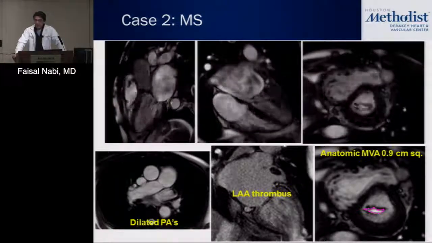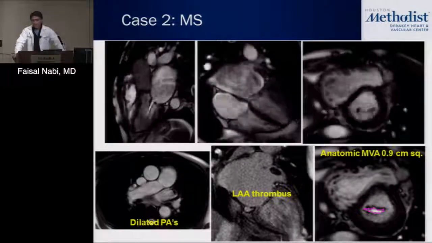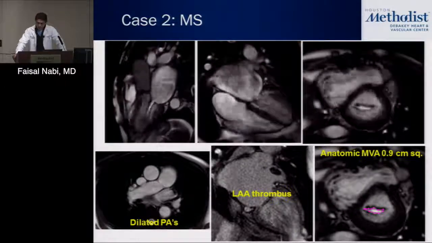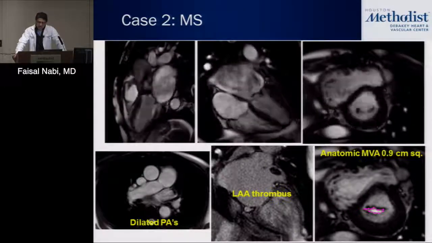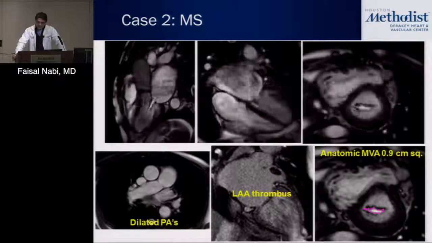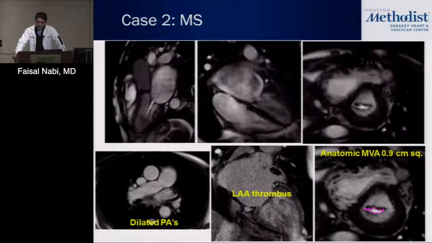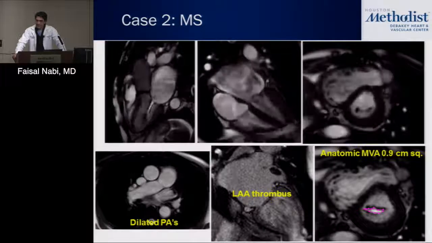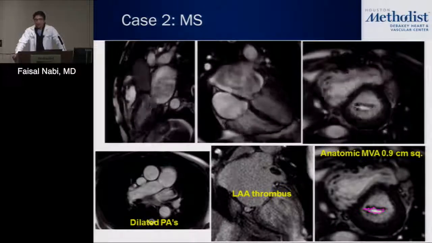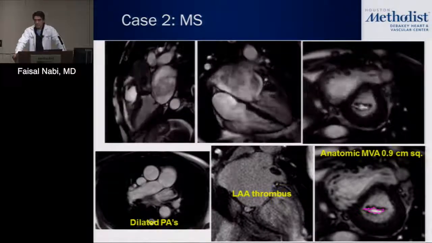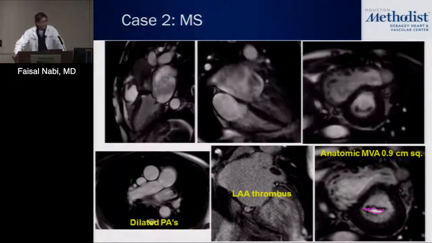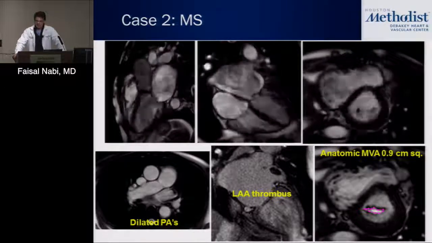But in our long TI imaging, we were able to identify left atrial appendage thrombus. So all tests, in other words, have to be used correctly. You have to know a little bit about their strengths and about their limitations. But we definitely can often add value to what you're receiving from the echo lab.